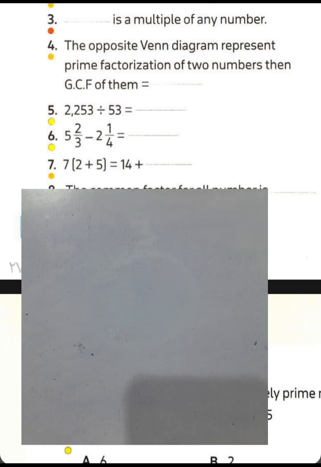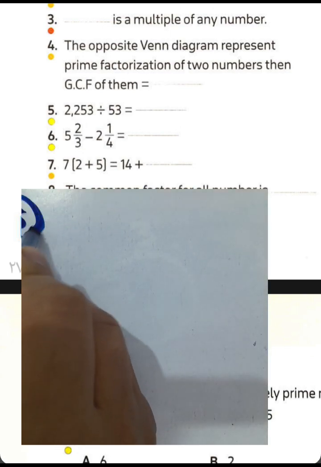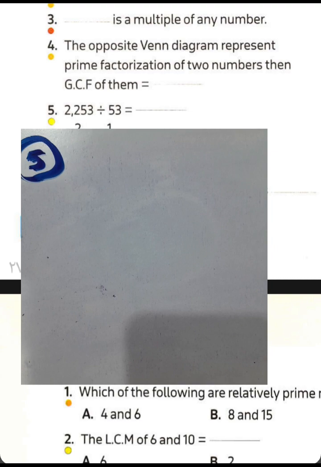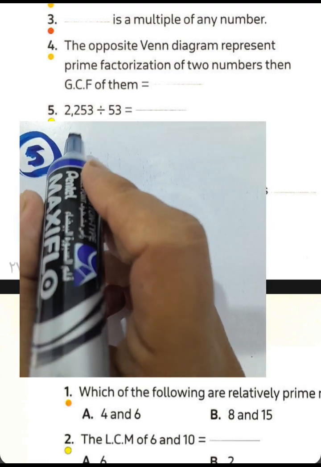Question number 5. Look with me here. Pay attention to question number 5. Okay, my students? Look here.